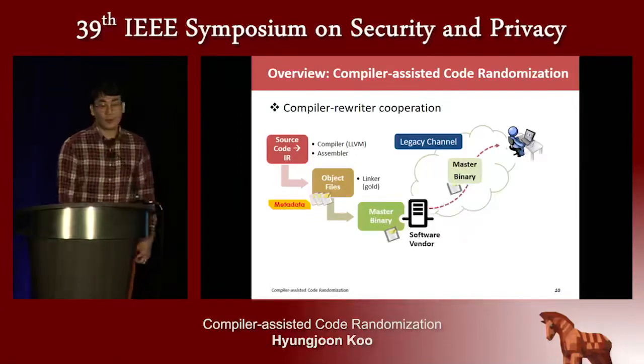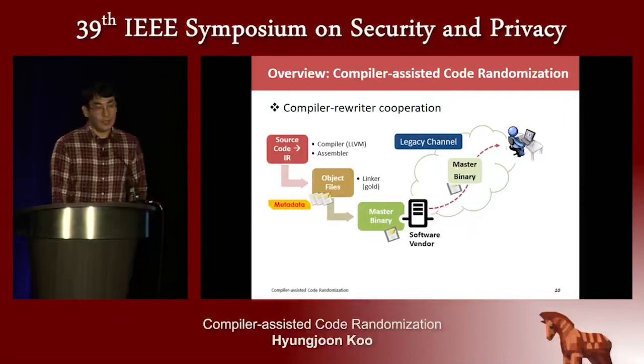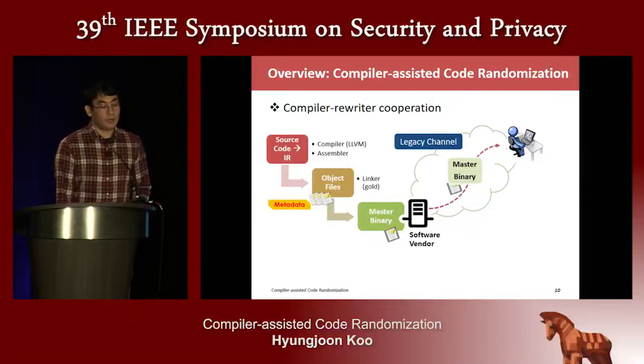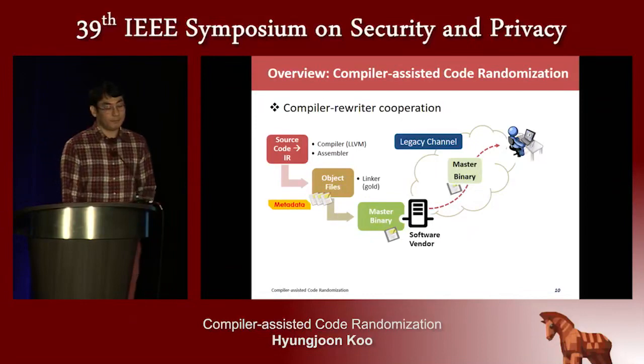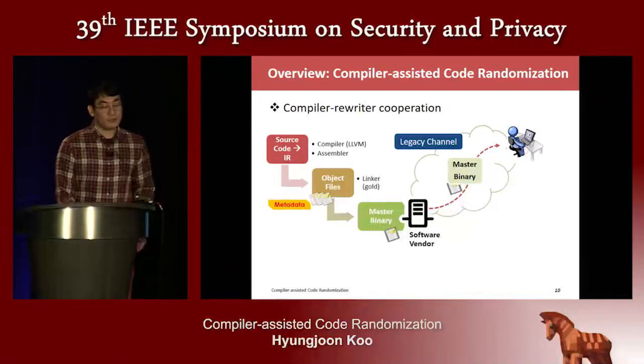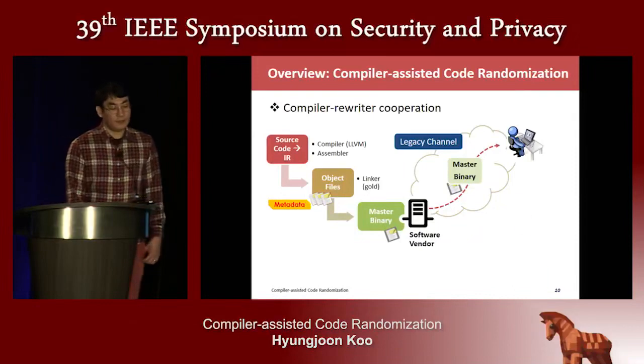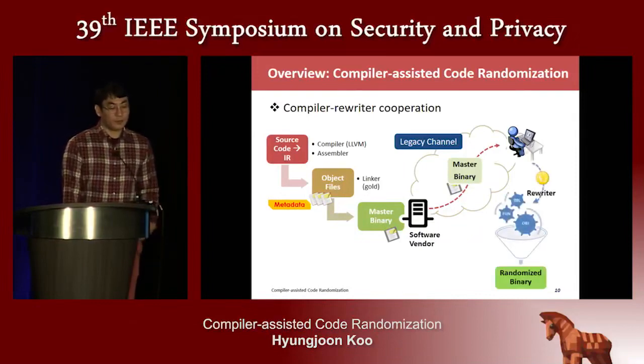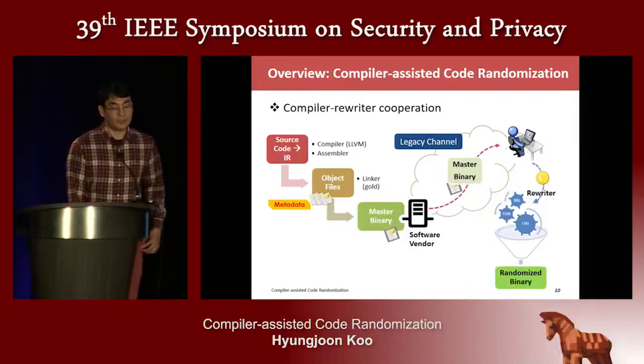Once the software vendor is ready for distributing the master binary, it is transferred to the end user over a legacy channel. And then the end user triggers the rewriter to produce a randomized binary.